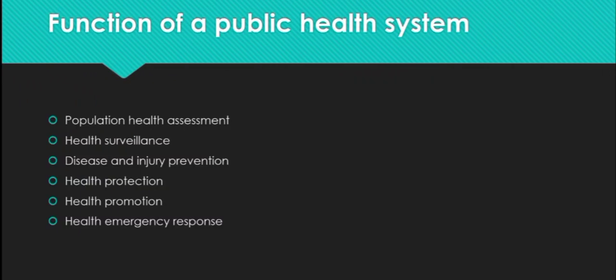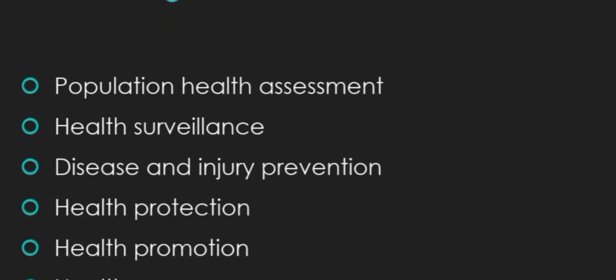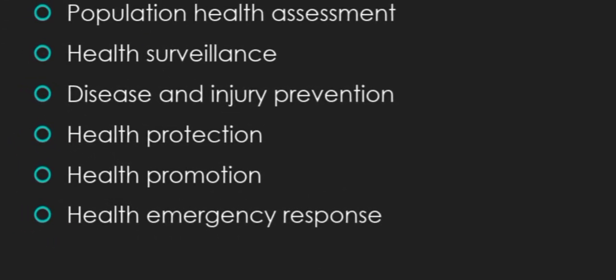Functions of public health system. The essential functions are population health assessment, which includes population community health needs assessment, health status report, the system report cards of our system, health surveillance, periodic health surveys, cancers and other diseases, data of emergency programs, diseases and injury prevention, immunization, investigation and outbreak control, encouraging healthy behavior and the early detection of cancers.